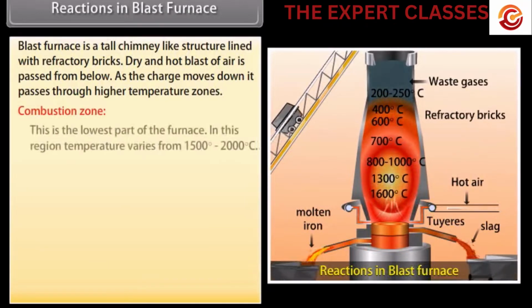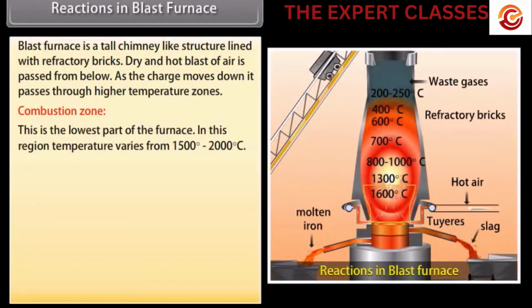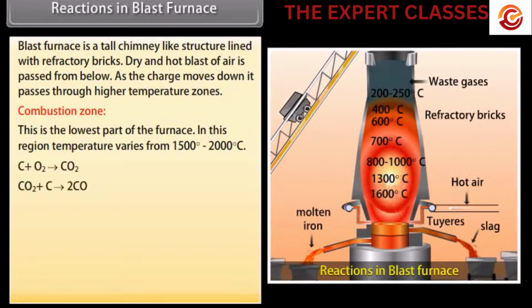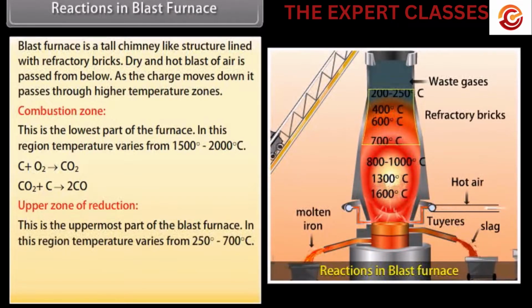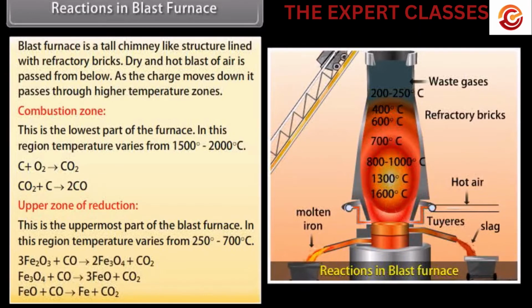Combustion zone. This is the lowest part of the furnace. Here, coke burns in hot blast of air. In this region, temperature varies from 1500 to 2000 degrees Celsius. Carbon dioxide rises upwards and meets with red-hot coke. Upper zone of reduction. This is the uppermost part of the blast furnace. In this region, temperature varies from 250 to 700 degrees Celsius. Here, carbon monoxide reduces oxides of iron into spongy iron.